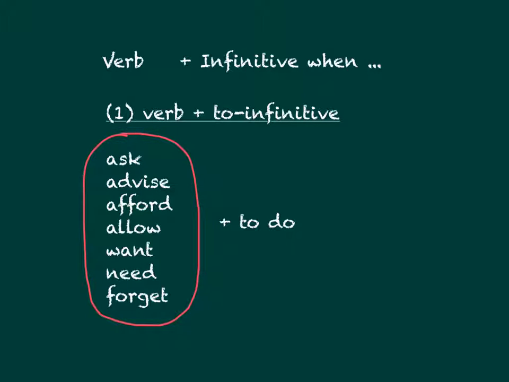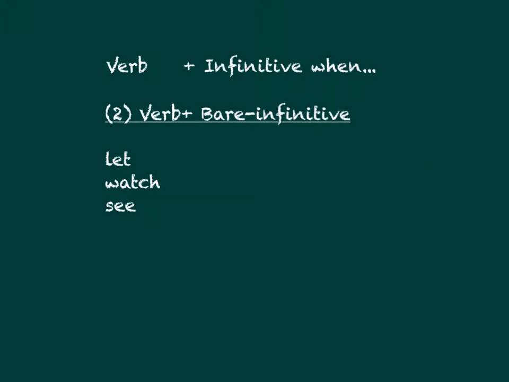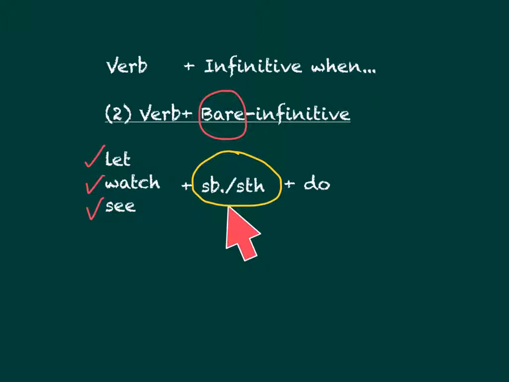I have also a hint for you to remember. These verbs are something related to a request, an advice, a suggestion, or an ability. Next, we use verb followed by a bare infinitive when we see the verbs let, watch, see. Between these verbs and the bare infinitive do, we usually have a pronoun or an object.